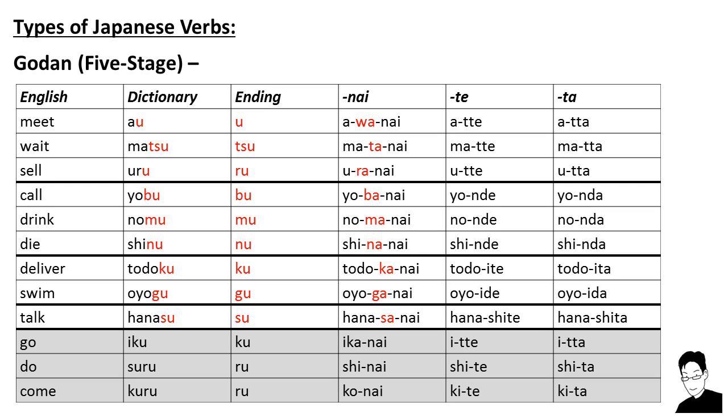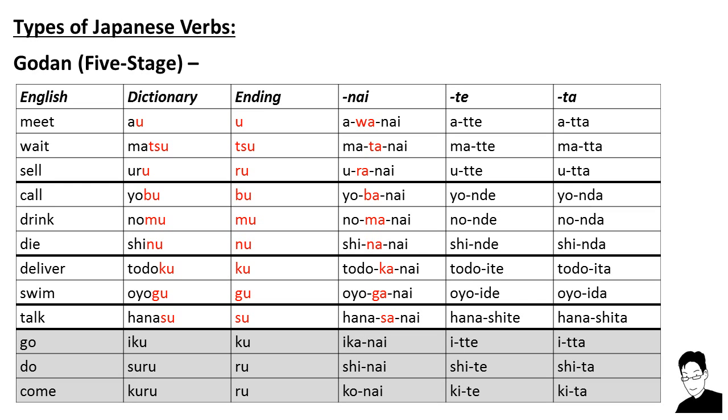The third category is similar to the second. Again, the nai negative forms all end with a nai, which follows an a sound, as with the previous 2 categories. So we get todoku, todokanai, and oyogu, oyoganai. Their te and ta forms remove the dictionary form ending and replace it with an ite and ita, or ide and ida, like this. Todoite, todoita. Oyoide, oyoida.